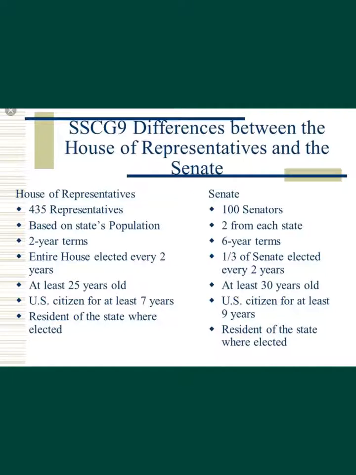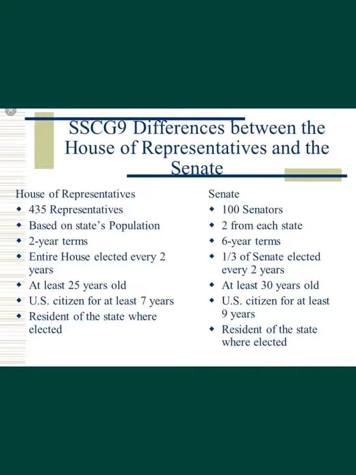The House of Representatives and the Senate are not the same. The House of Representatives has 435 representatives, and it's based on states' population. They go for 2-year terms, and the entire House is elected every 2 years. A person must be at least 25 years old to be a House of Representative, and they must be a U.S. citizen for at least 7 years.